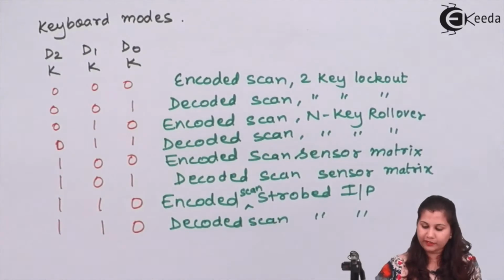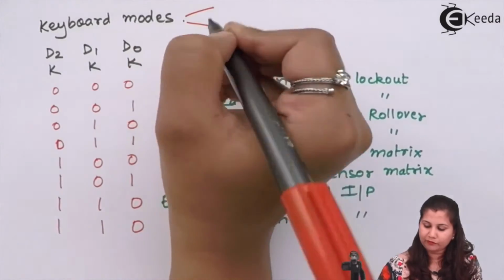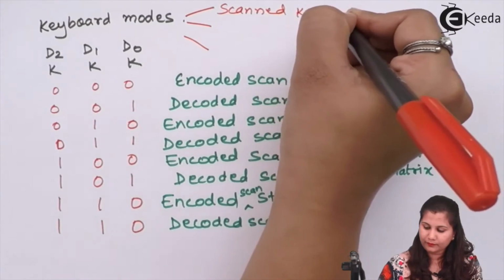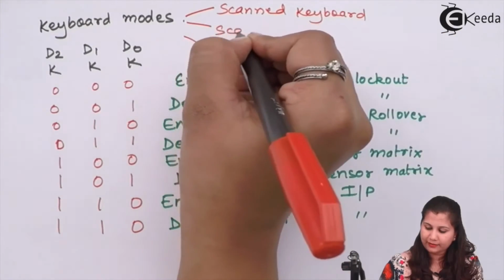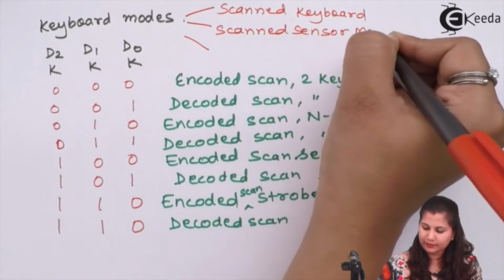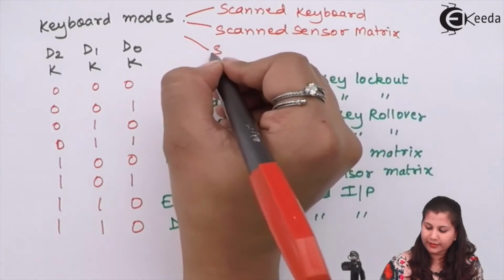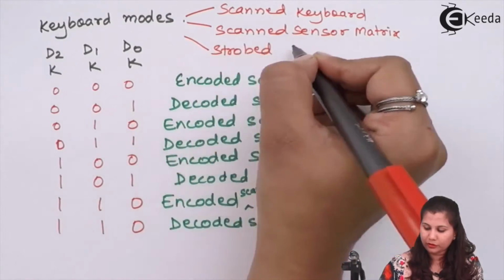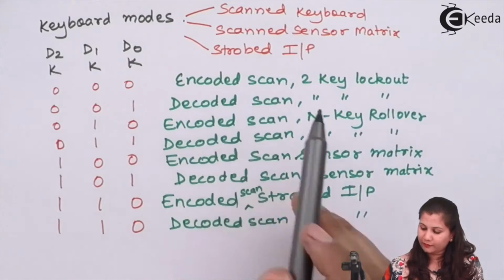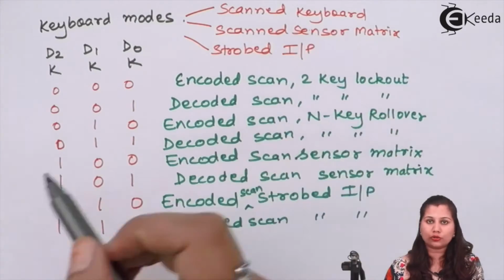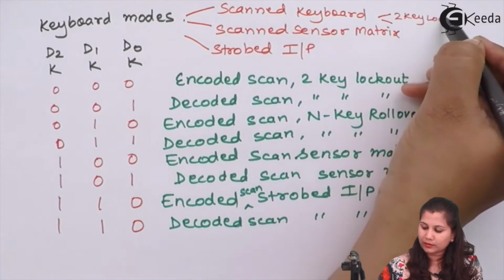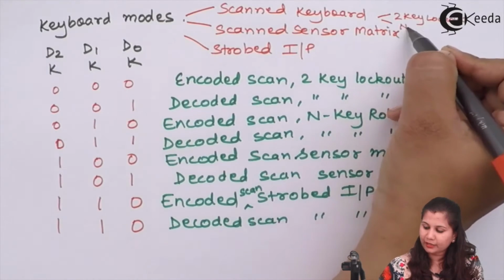In the keyboard modes, we have the 3 modes. One is the scan keyboard. Then we have scanned sensor matrix. And the third is a strobed input. So these are the 3 modes in the keyboard mode. So first, we have the scan keyboard mode. It is also of 2 types. One is the 2 key lockout and the other is N key rollover.